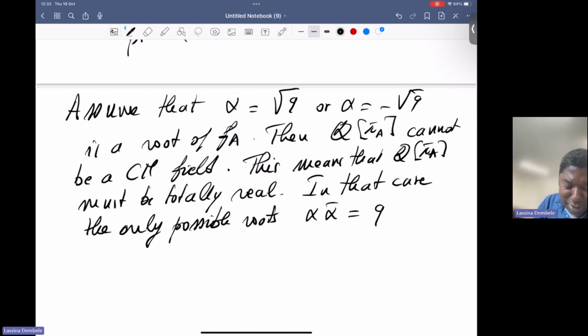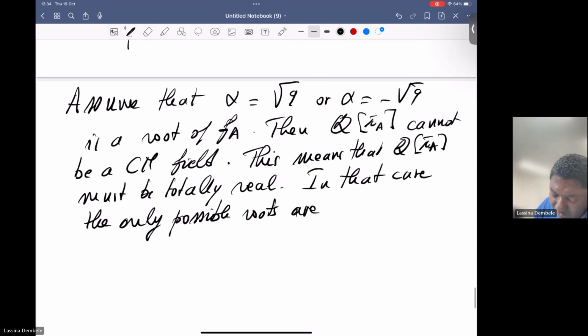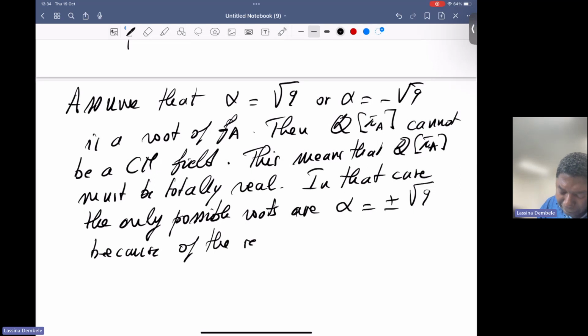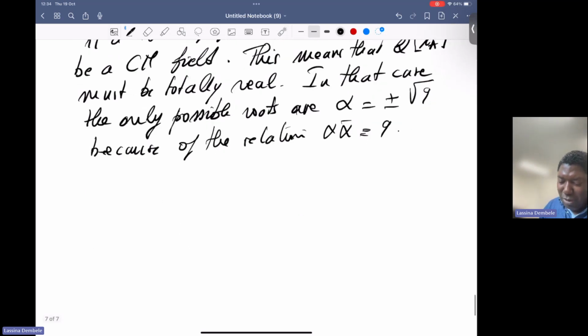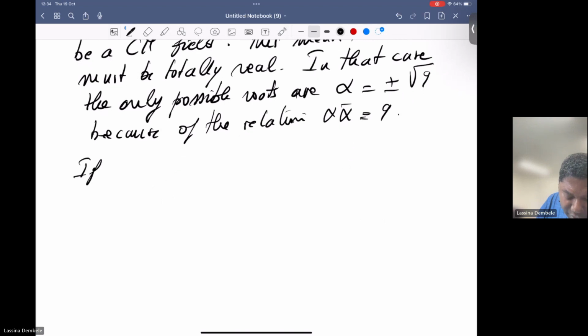In that case, the only possible roots, sorry, the sentence is not very well written, are alpha equal plus or minus square root of q, because of this relation that we saw earlier, the relation alpha alpha bar is equal to q. Now we want to see that if, let's say, square root of q has multiplicity m.